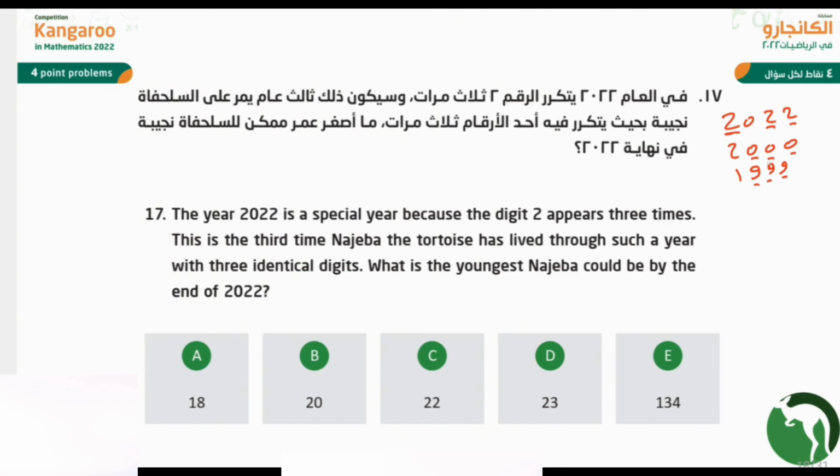So if you assume that it is born in this year, it will be the youngest if it is born in this year. So if we subtract 1999 from 2022, we will obtain 23, and the age of this tortoise will be 23, and D is the correct answer.